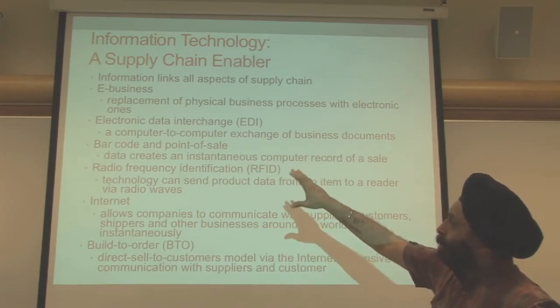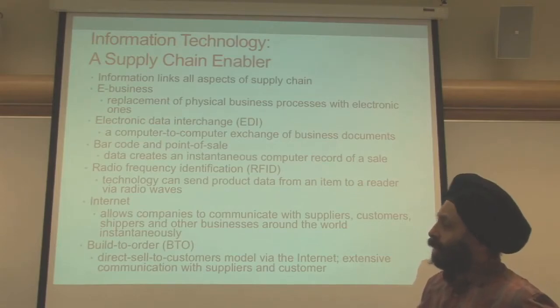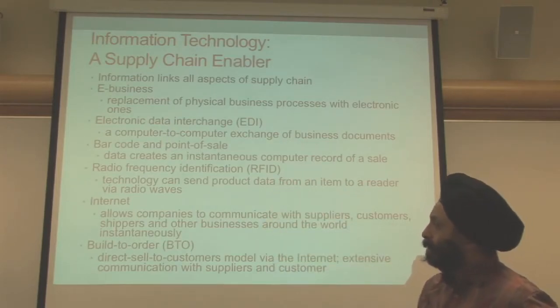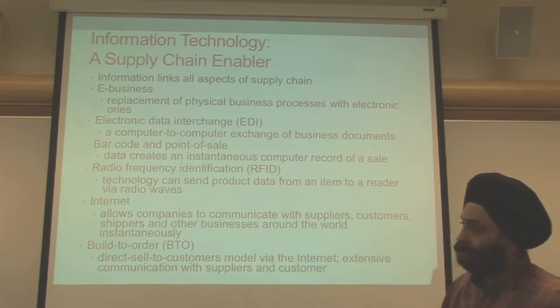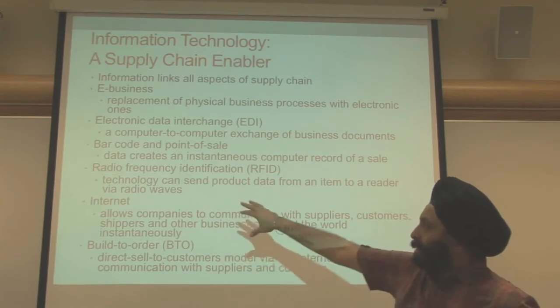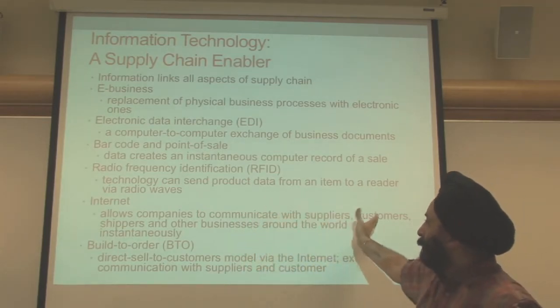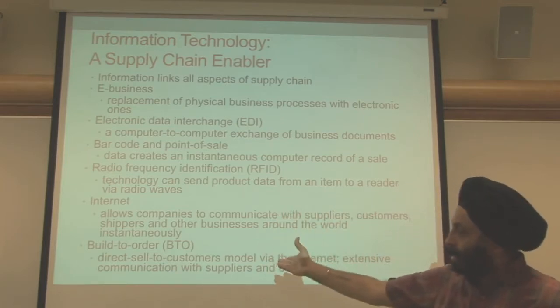Electronic data interchange: computer-to-computer exchange of business documents sent via emails or direct processing between two businesses. Barcodes and point of sale, which create an instantaneous computer record of a sale. RFIDs, radio frequency identification technology that can send product data for an item to a reader via radio waves. And we'll talk about all these in detail.